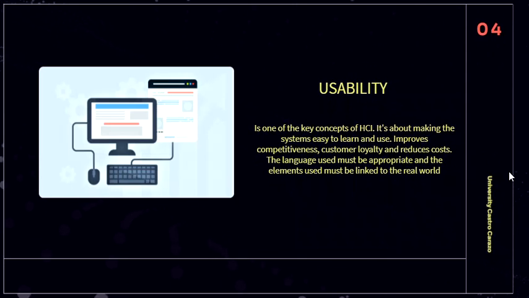Usability is one of the key concepts of HCI. It's about making the system easy to learn and use, improves competitive customer loyalty, and reduces costs. The language used must be appropriate, and the elements used must be linked to the real world.